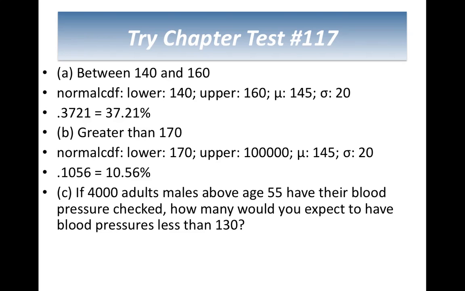Remember, a proportion is basically a percent or a proportion of area. It could be expressed as a percent or as a decimal, but it's a number between 0 and 1 or 0 and 100%. After we find that proportion less than 130, we multiply it by our total number of adults, which is 4,000, and get the number out of the 4,000 that we would expect to have blood pressures less than 130.